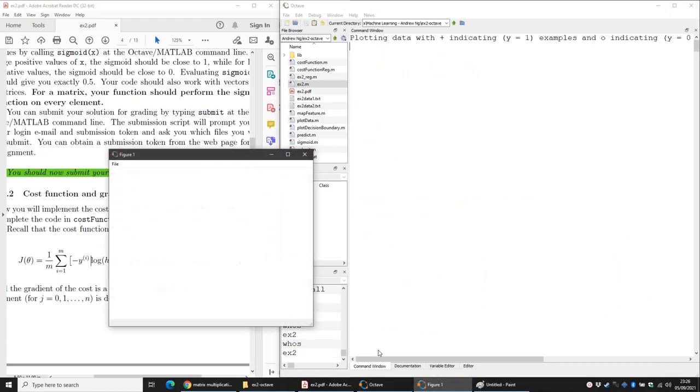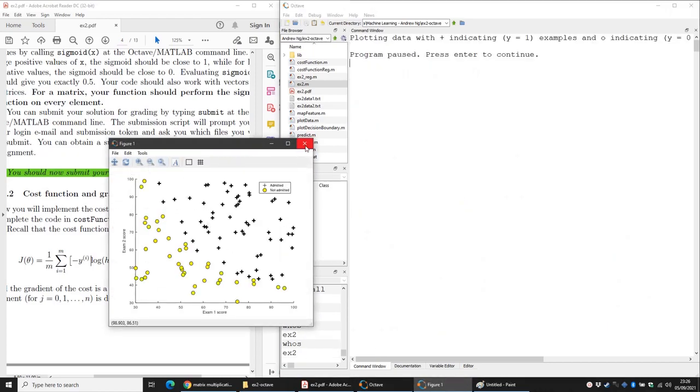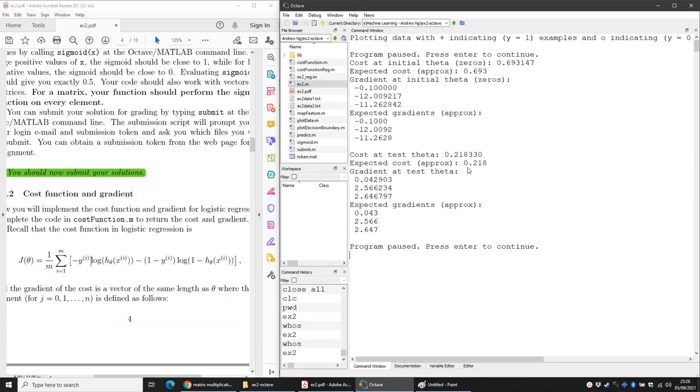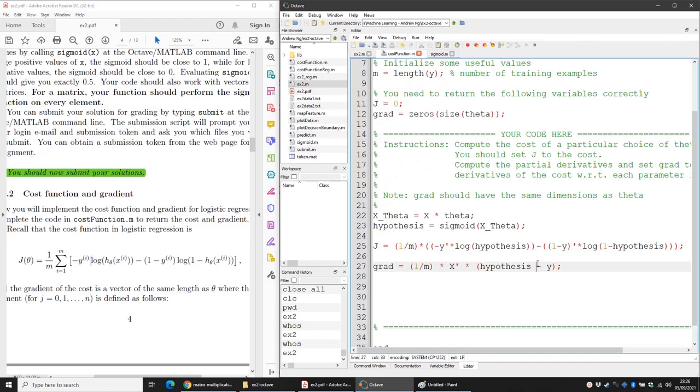If we run x2 one more time, we want to check whether this is working. We'll hit enter. See, our cost at initial theta is 0.693 and our expected cost is 0.693. So that works. And our cost at test theta is 0.218 and our expected cost is 0.218. Fantastic. We have gotten J to work.